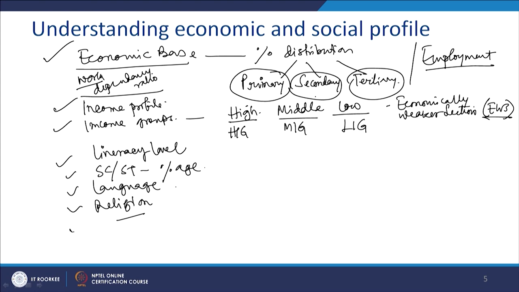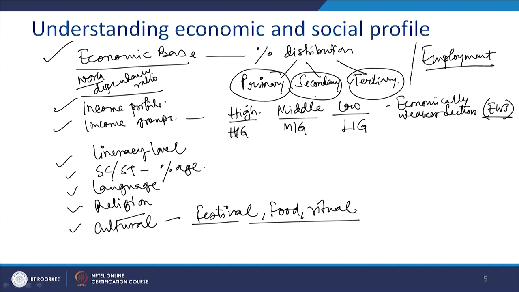And not only that, you need to know the cultural dimensions, for example, festival, food, ritual, all these elements, so that you can have some idea about the population of your municipality and their expectations and aspirations. So, demography, economic and social profile, these are very essential elements which you need to know.